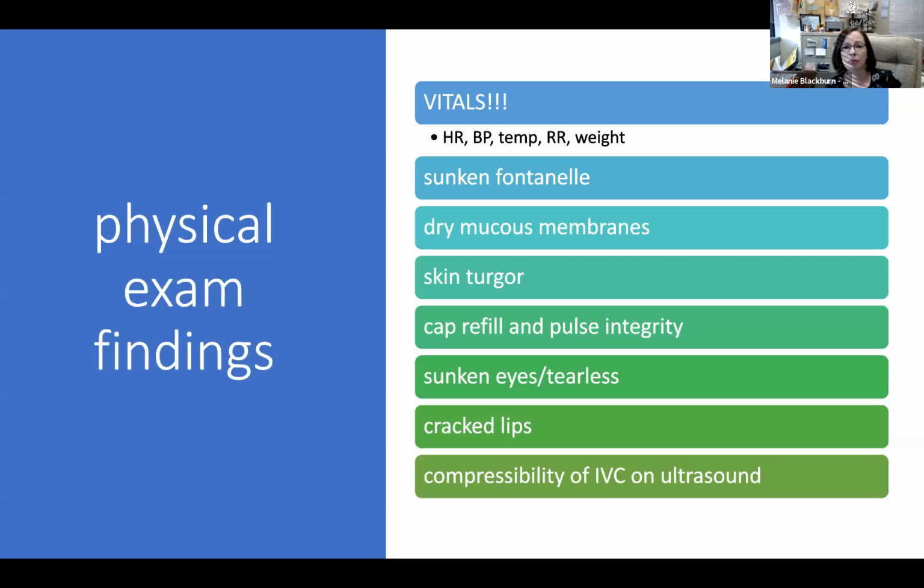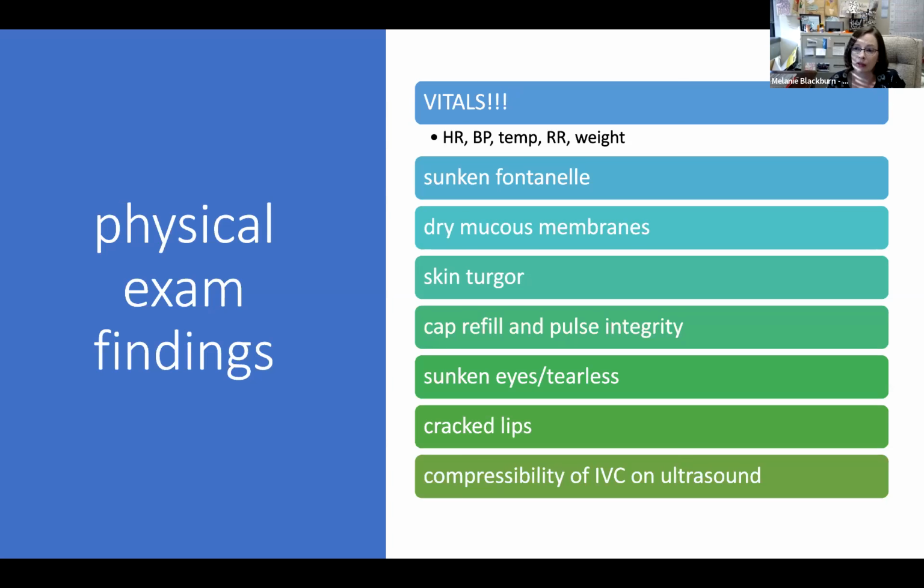Skin turgor is a little bit different, sometimes difficult to assess, but it's worth trying. So pinching the skin up and seeing if it stays is an important physical exam finding that you can find in dehydration.